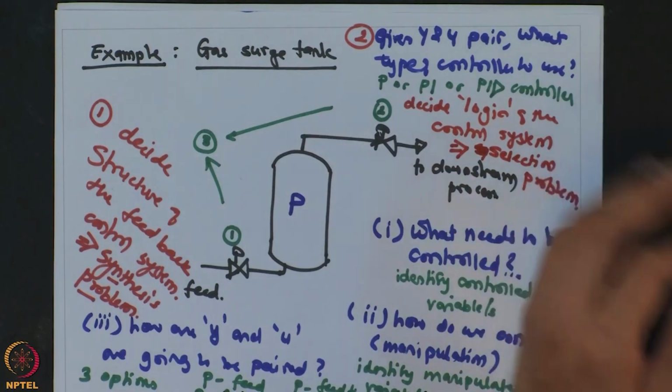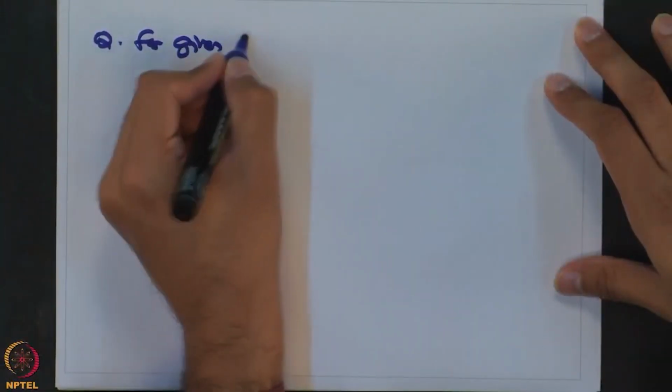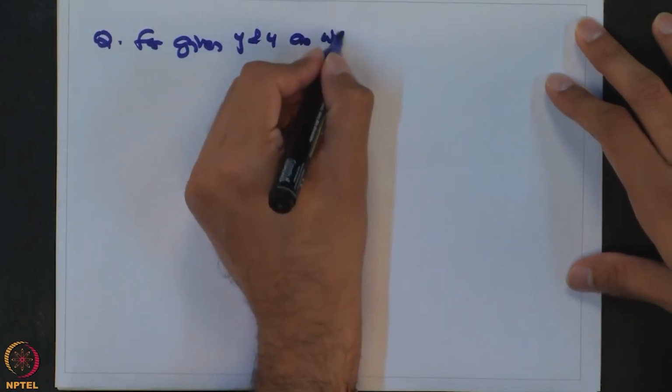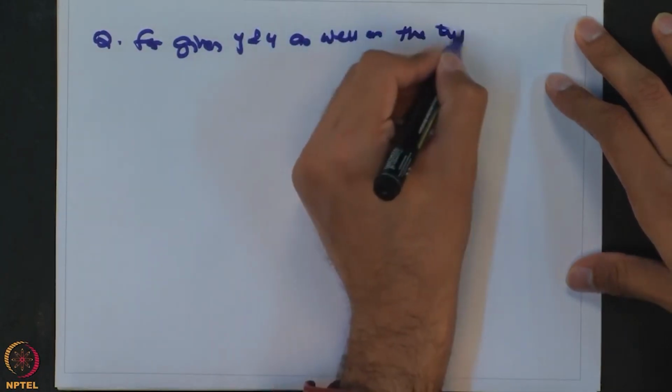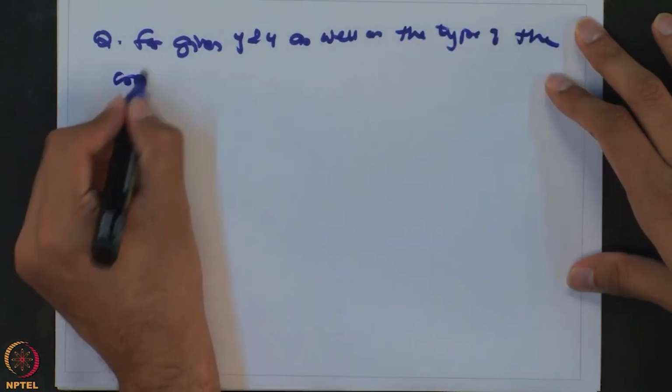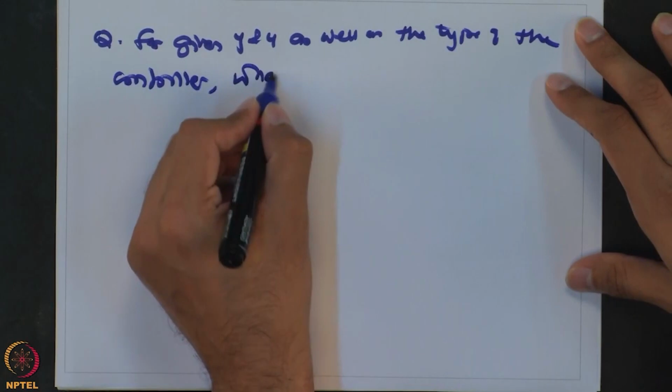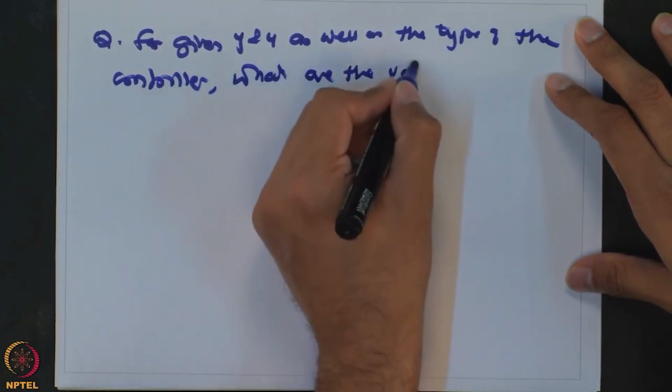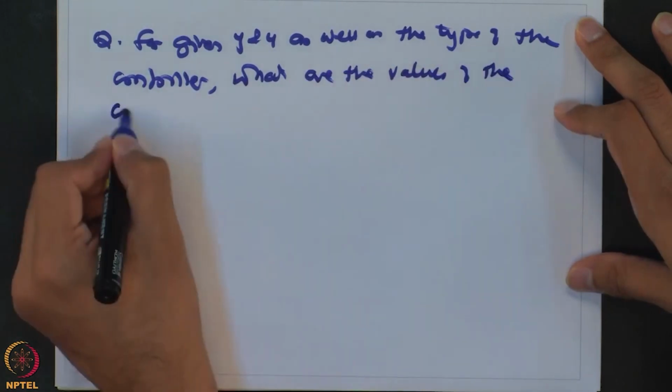And then lastly, once we have decided what the input and output are as well as the type of controller, the last task remaining is: what are the corresponding values of the controller parameters? So the next question which we ask is, for given y and u as well as the type of the controller, what are the values of the controller parameters?